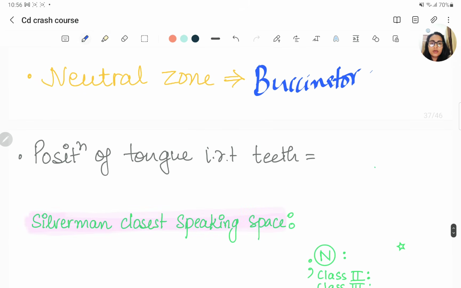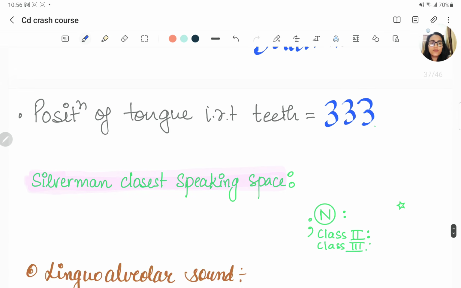Position of the tongue in relation to the teeth is recorded via 333. So when the tongue contacts the teeth, we record the position via this 333 number.